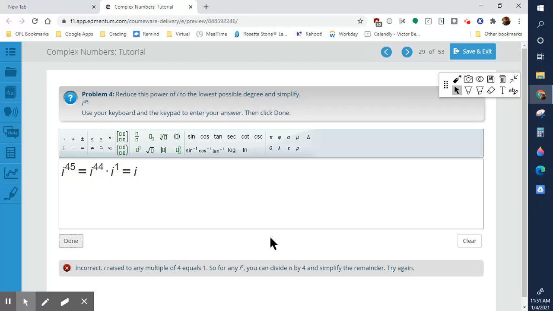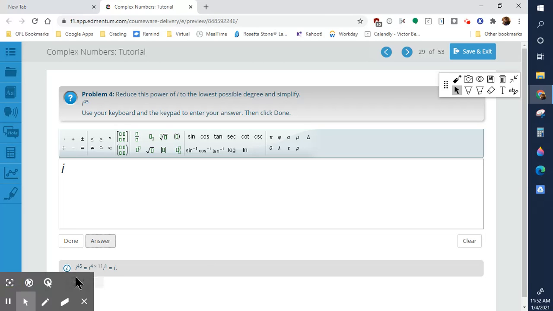I have absolutely no idea how they want me to do this. Let me try this. 1 times I, which is equal to I. Get rid of this first part. I'm sorry, guys. I don't know how they want us to solve this. Oh, it looks like they want a times 4. I'm sorry, guys.